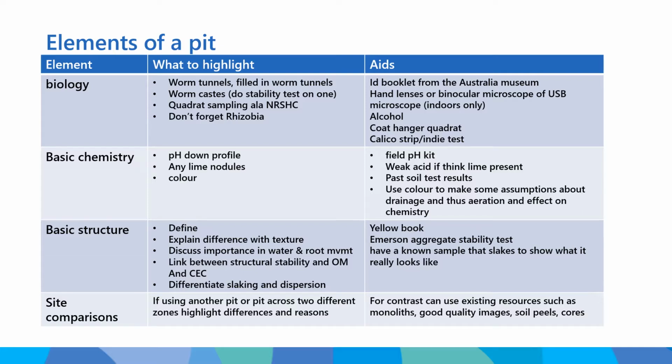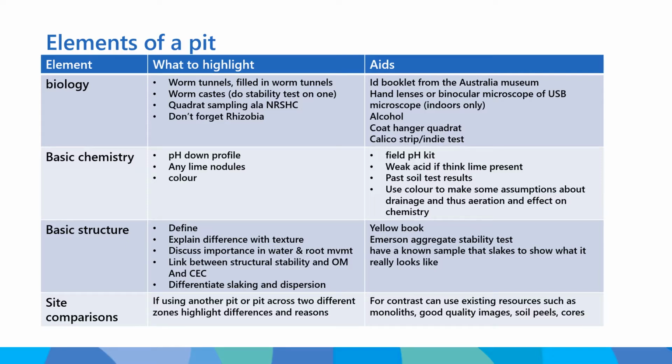Okay, the second recap. So we've looked at the biology. We looked for things like worm tunnels as evidence of biology if you can't see them themselves, or ant tunnels, whatever, casts, that sort of thing. The quadrat sampling that I talked about at the very beginning, where you can count all the different kinds of organisms in a quadrat away from your soil profile.